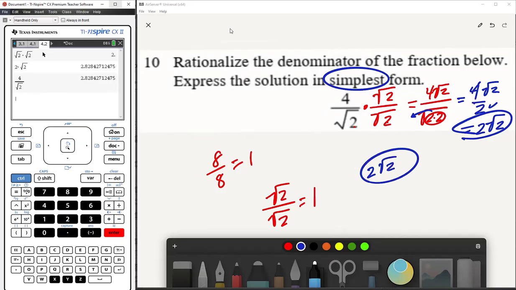All right, I'm going to stop and pause, and I'm going to hope that they don't have a radical in the denominator that we have to rationalize, because we just haven't practiced those. All right, I'm going to stop and pause.